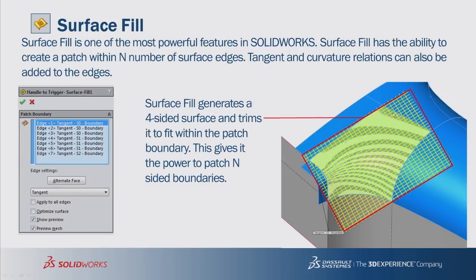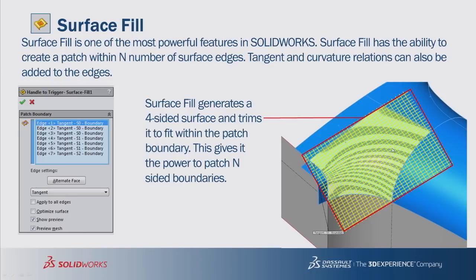So here I had this situation where I had 5 different edges I need to bridge. And we know that 5 edges, well, we can't really do that with the boundary surface or the loft. But what the surface fill does is I pick the edges I want, and it builds a big 4-sided patch. And this yellow grid preview, this is an old screenshot. This is from 2014. In 2015, they got rid of this yellow grid preview. So I don't know why they did it.